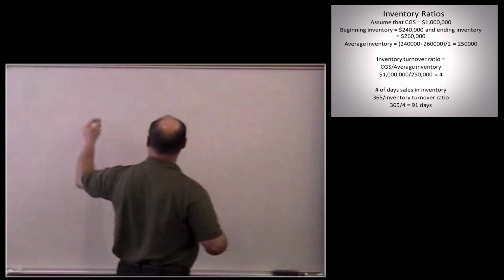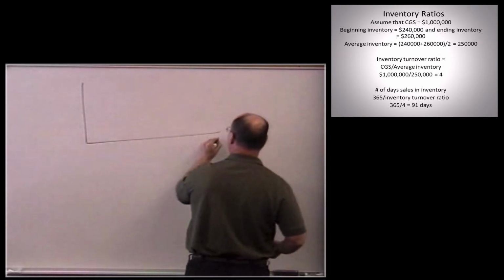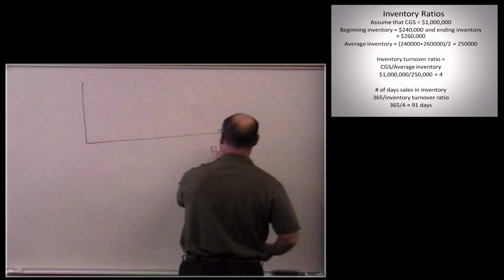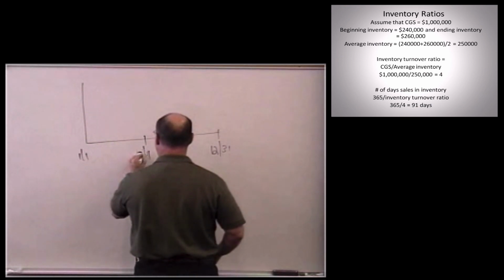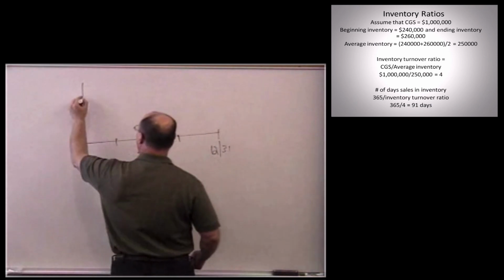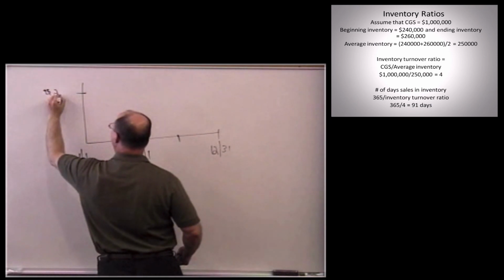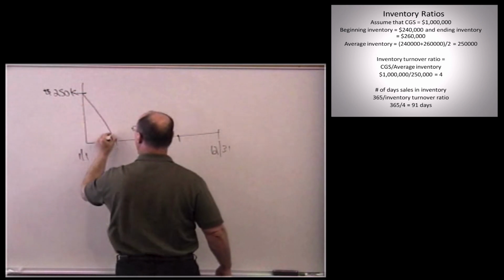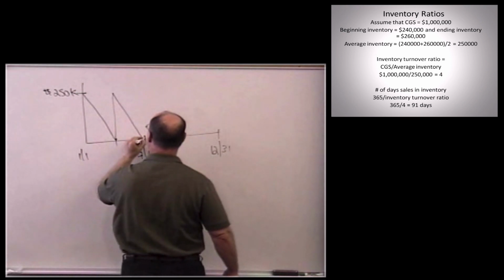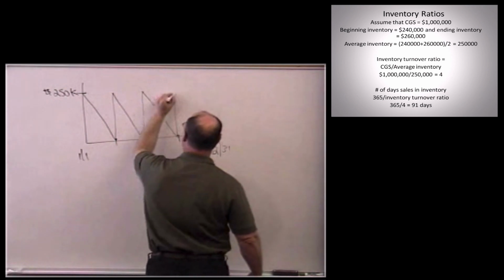And here's a graph which kind of illustrates that. Here's December 31st, here's January 1st, here's the middle of the year, July 1st. So we have 4 quarters, and let's just say this is $250,000, 250K. All right, then it means 4 times throughout the year, I was able to sell inventory of $250,000.